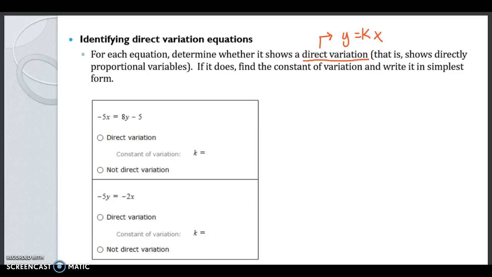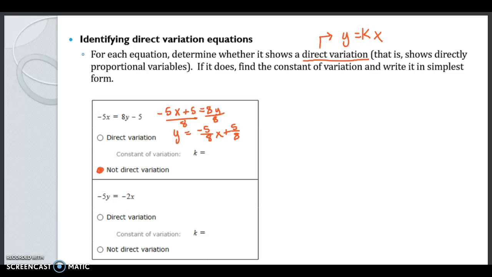Now if I were to solve for y in this equation, I would get negative 5x plus 5 equals 8y, and then I would have to divide by 8. So that would mean y equals negative 5/8 x plus 5/8. There is addition there, so this is not direct variation.